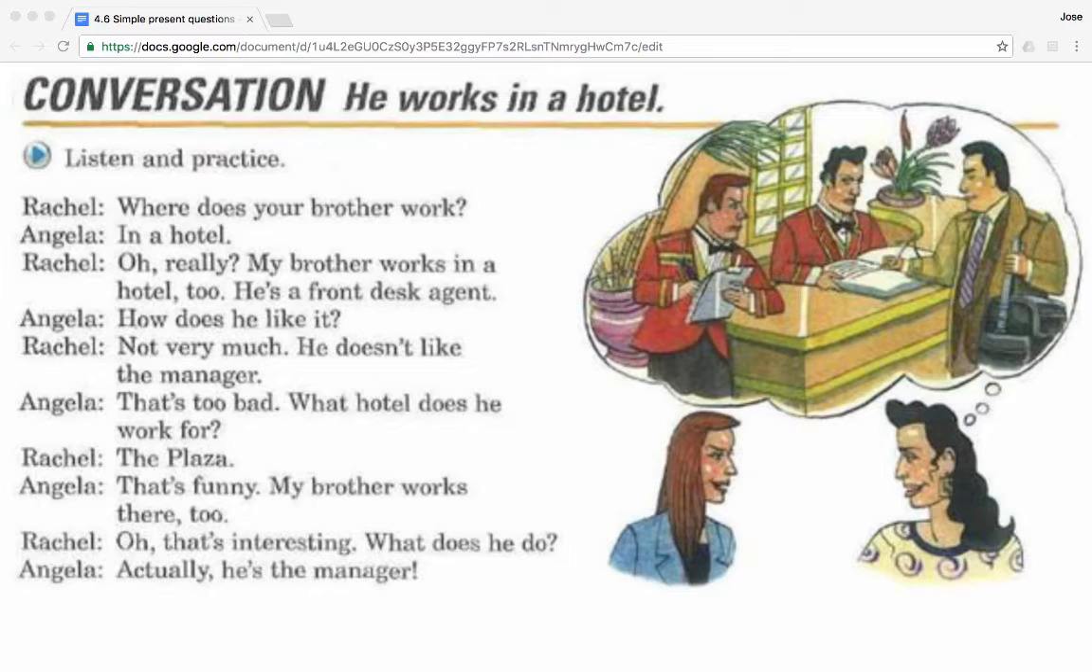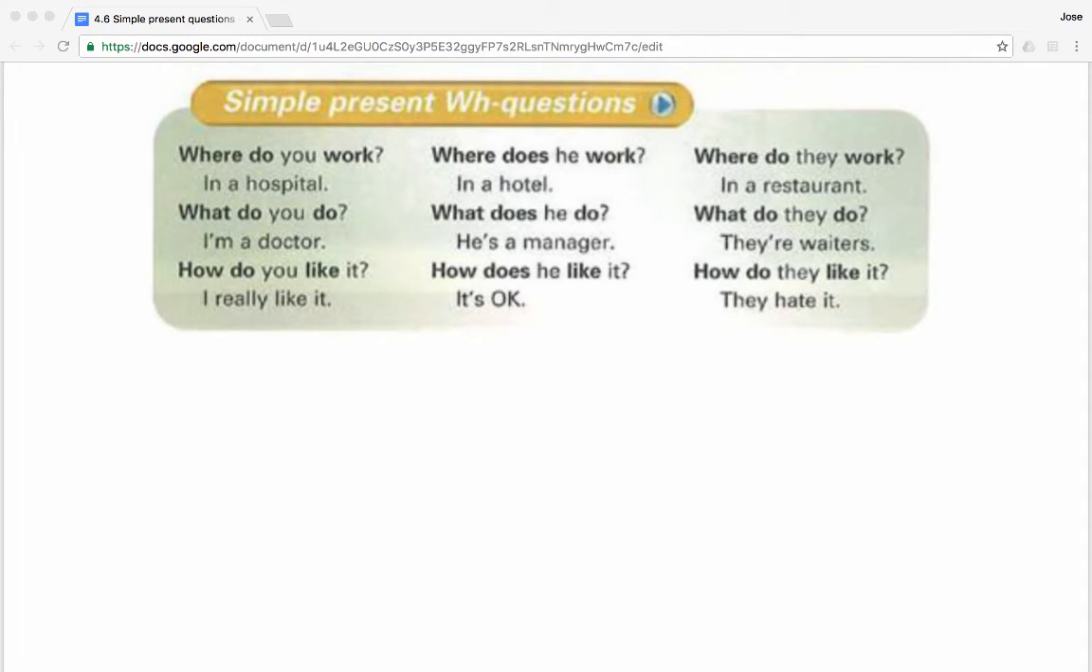That's too bad. What hotel does he work for? The Plaza? That's funny. My brother works there too. Oh, that's interesting. What does he do? Actually, he's the manager.